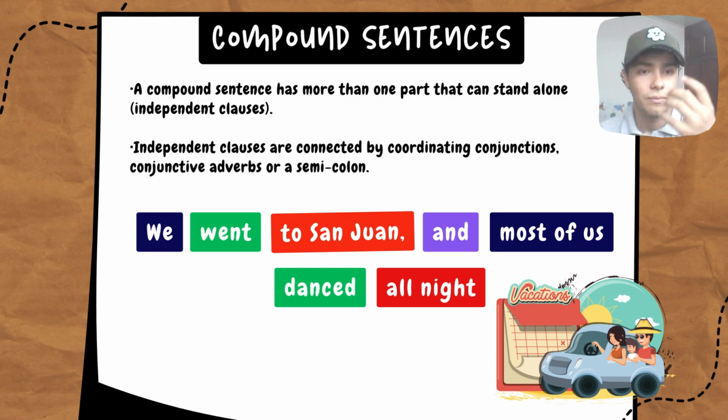And most of us is a compound pronoun. Then we have the verb, and then here we have, what do you think this could be? Because these are two words that are modifying the sentence, and you already know the name of this part of speech. So tell me, do you have the answer? Do you know what this is? All night. Exactly, this is an adverb.